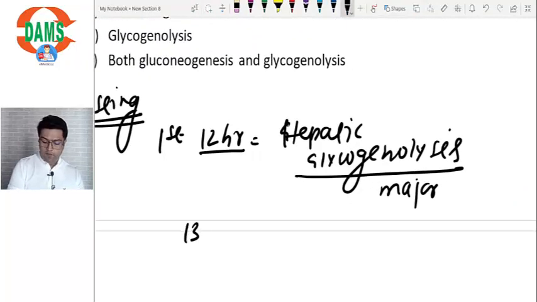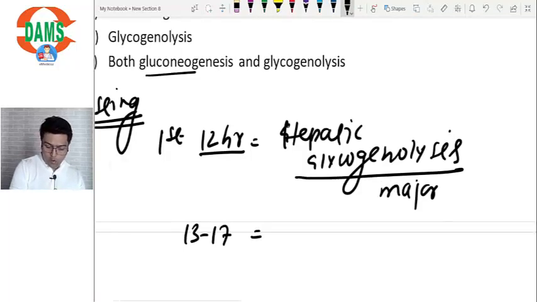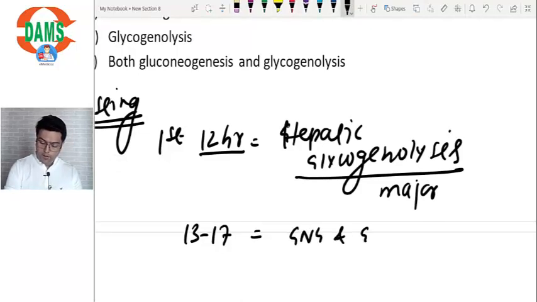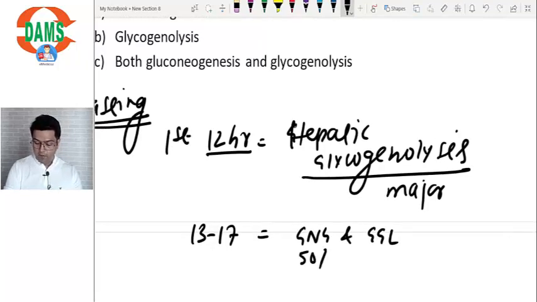If somebody is fasting for the next 13 to almost 17 hours, then gluconeogenesis and liver glycogenolysis will be contributing 50-50. What is gluconeogenesis? Synthesis of glucose from non-carbohydrate sources, like amino acids. Alanine is the most important source, lactate is the second most important source. So for 13 to 17 hours, if nobody is consuming food, these two will be the sources.